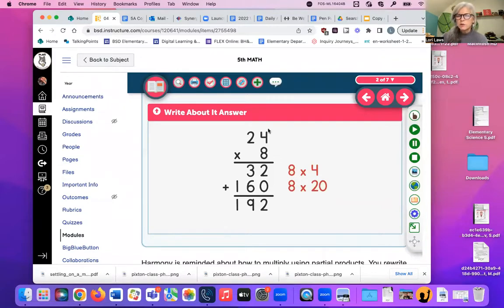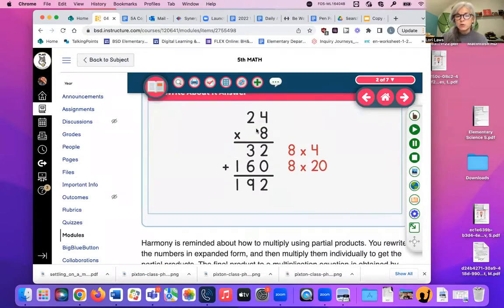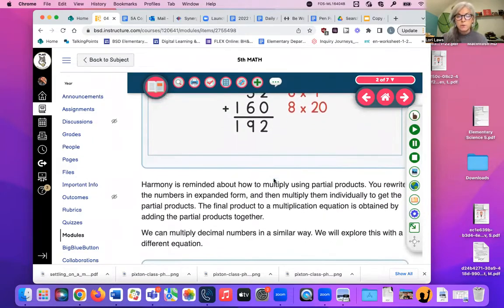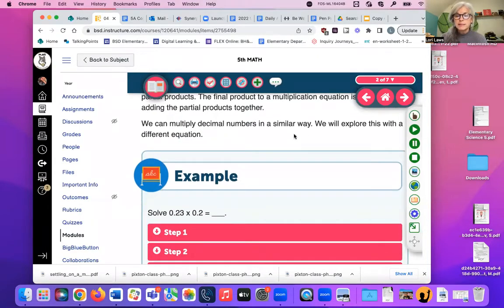This is also called the traditional algorithm, but if you split it up like this, it's called partial products. So that's what they mean when they're talking about partial products. It means you take and split the number into 20 and 4 instead of 24. And then you add it together. You can multiply decimals the same way.